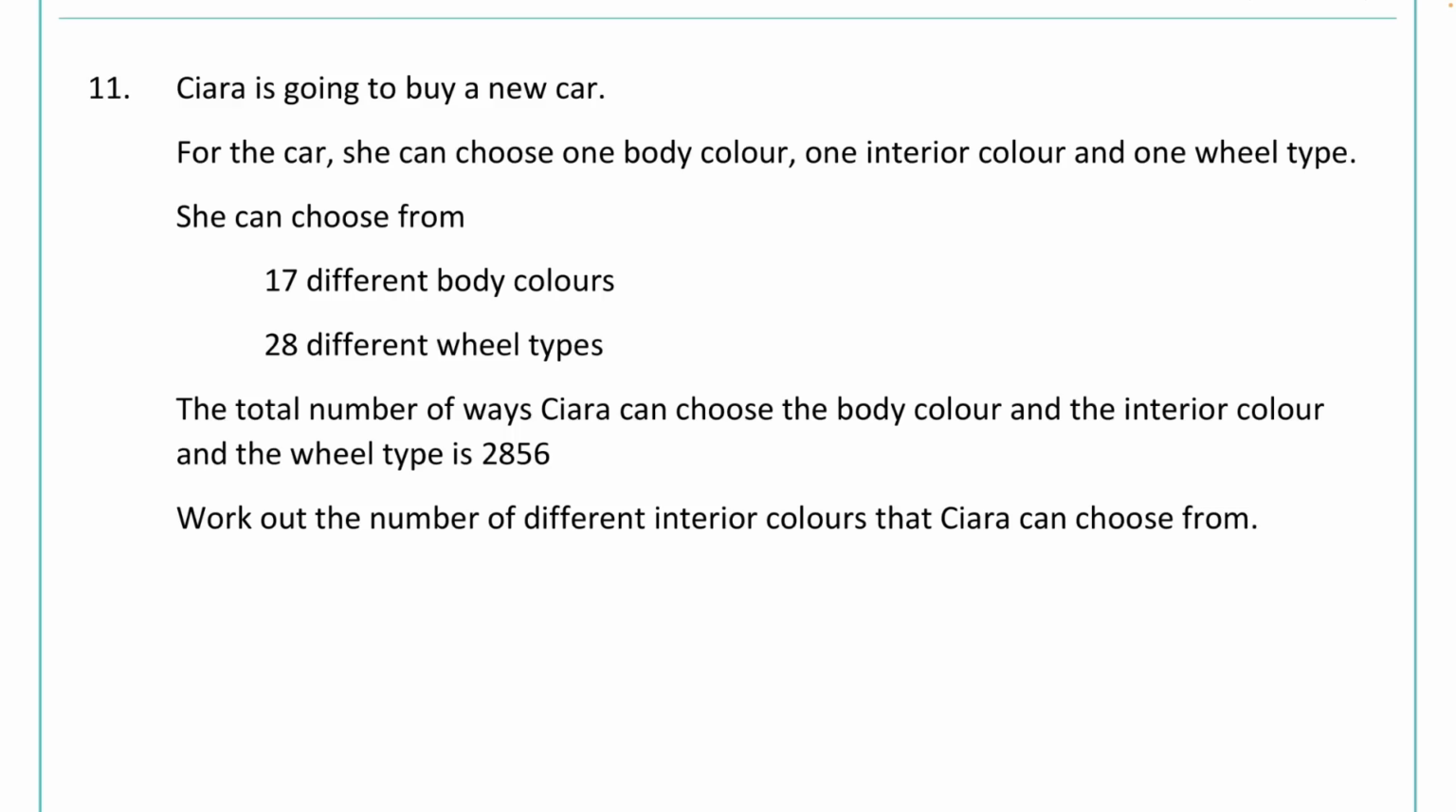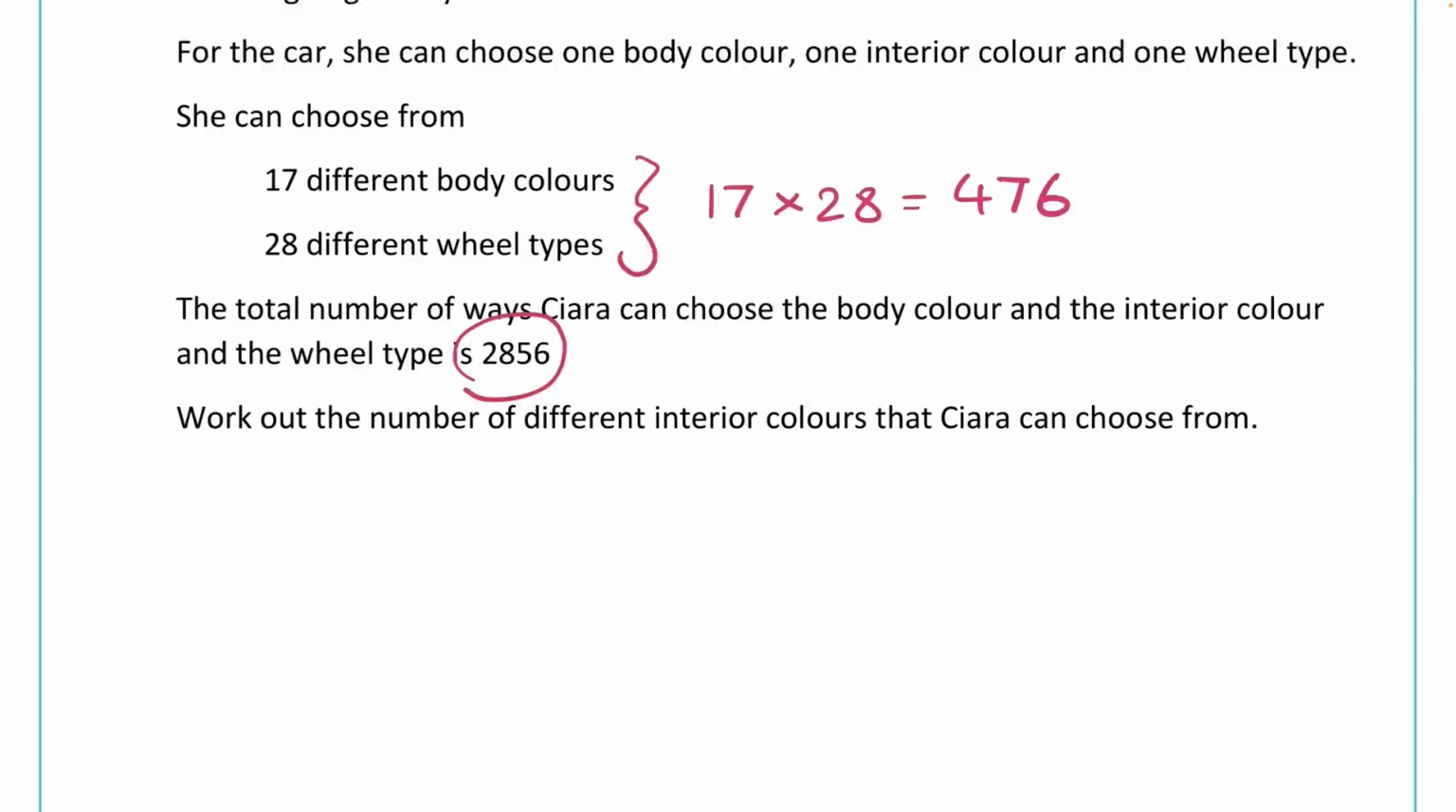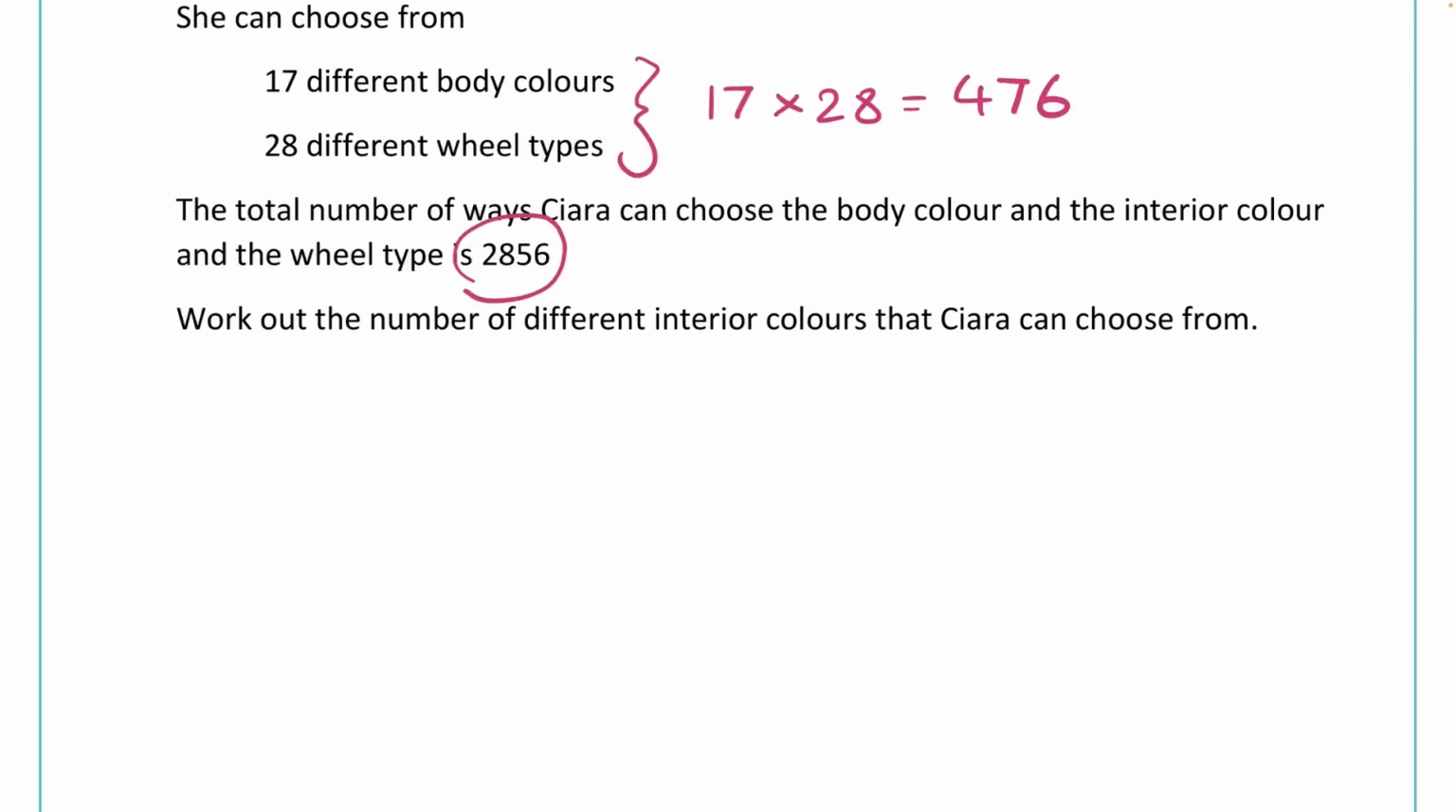So if we start by multiplying the two that we do have, we have 17 times 28. And if we work that out, of course, just typing it in on the calculator, 17 times 28 is 476. Now we want to know what you multiply 476 by to get to this 2,856 total. Now we don't need to try and figure that out. Of course, we can just do a division. So 2856 divided by 476.